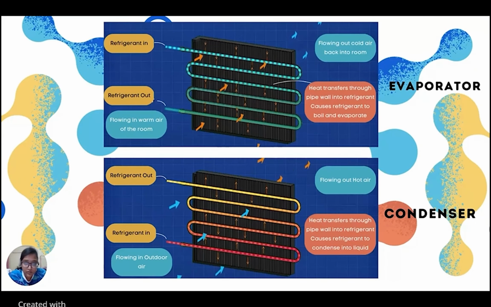This is how the evaporator and condenser work. The coolant will take up the heat from the hot air in the room, and then the cool air is released back to the room. While in the condenser, the coolant will release the heat from the metal coil into the surroundings.